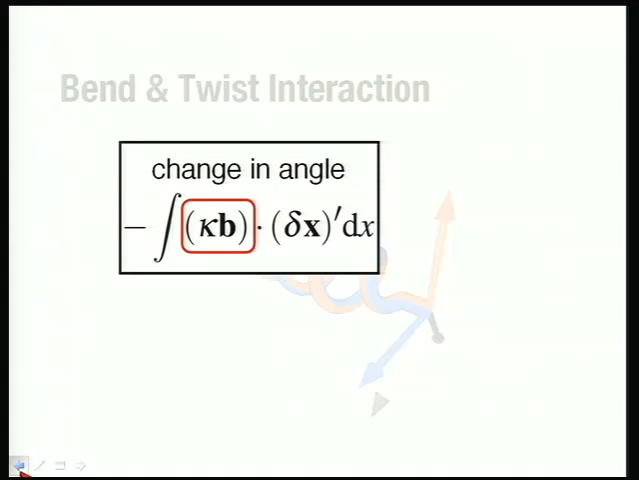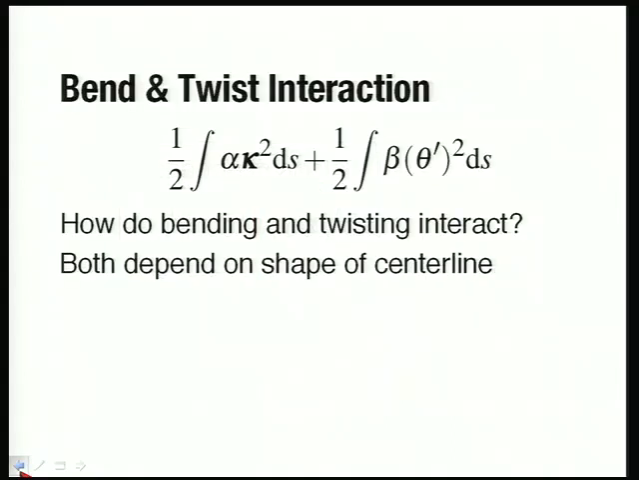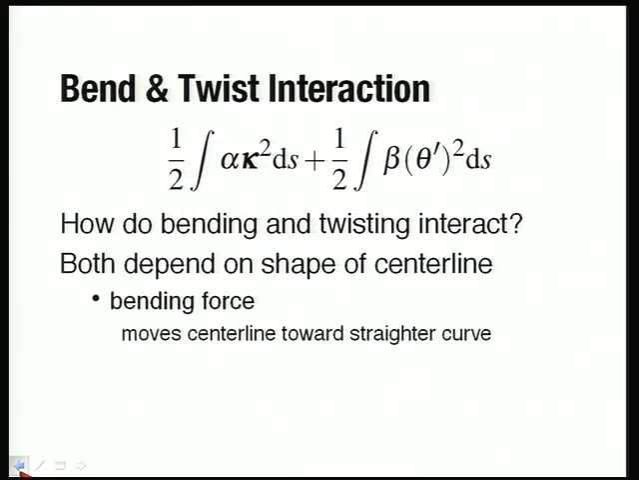And this fact we're going to use later on in the discrete setting, so keep it in mind that it's related to the curvature binormal of the rod. So now we're in a position to answer the question we had originally, which is how do bending and twisting interact? And we see that both depend on the shape of the center line.